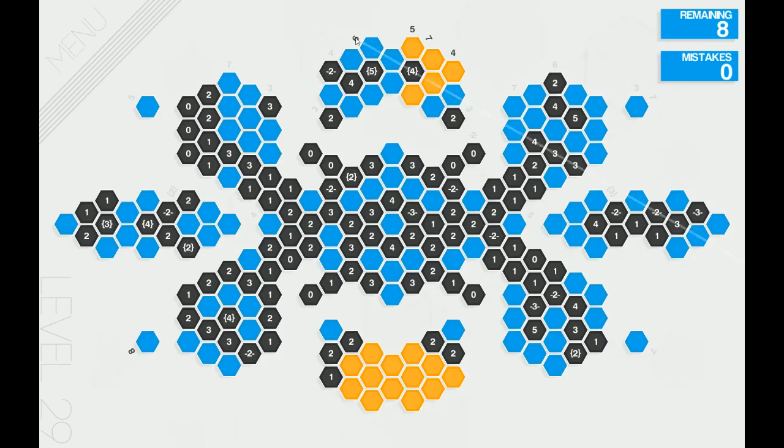If we look at this row of 6, we have 1, 2, 3, 4, 5, 6 blues, so we can eliminate this one. And we'll go ahead and deselect our 6 here. Let's look at our row 7 here. We have 1, 2, 3, 4, 5, 6, 7. So we know that has to be blue. We'll go ahead and deselect our 7.